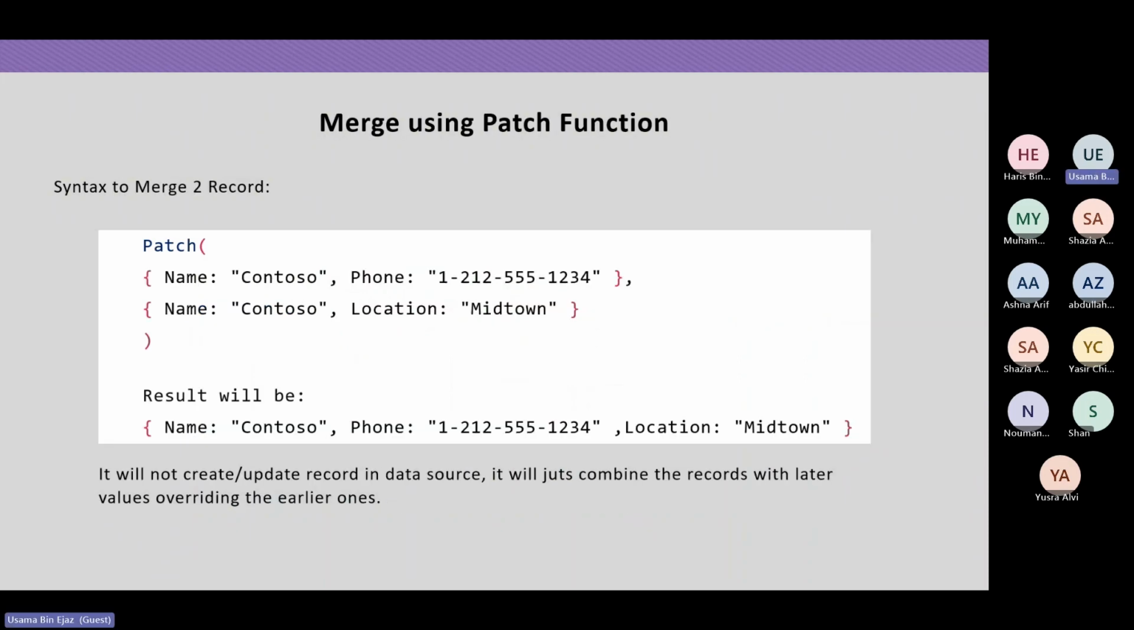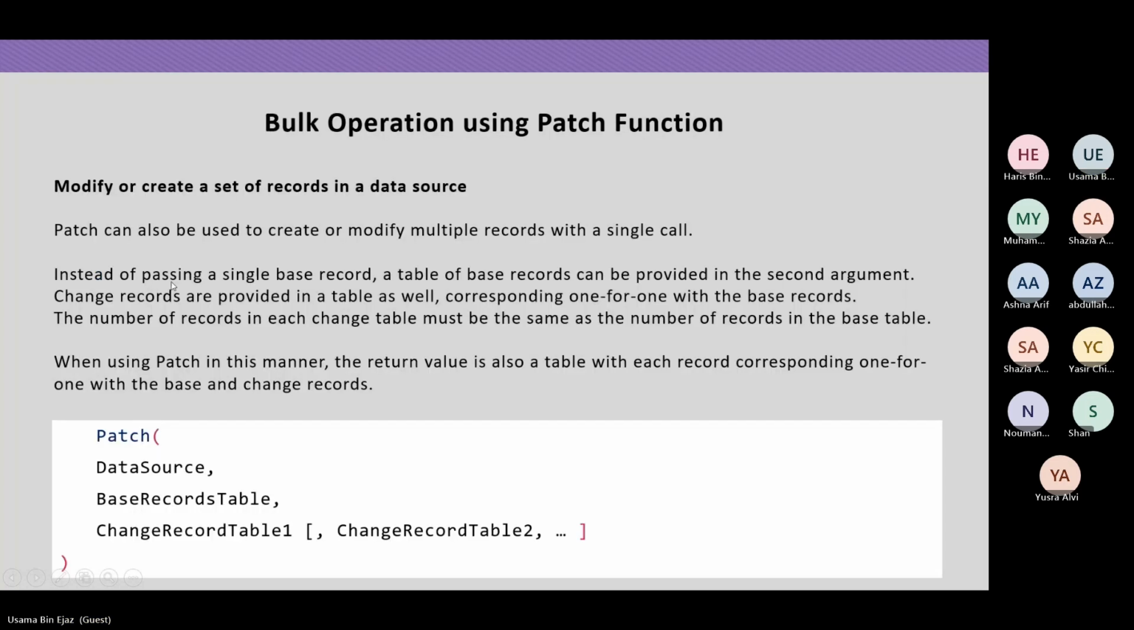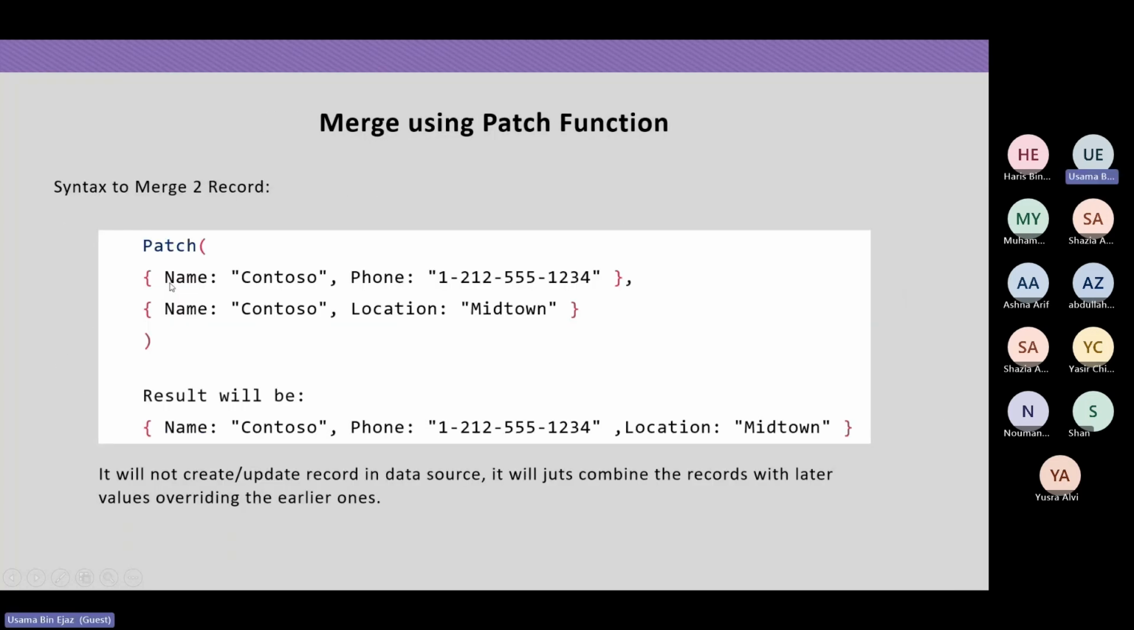Then it can be used to merge two records also, but it will not be insertion or updation in the data source. It's one of its use. That's why I mentioned here that we can use patch function for merging two or more records also. Like in the example, you can see you have two records. The first one with name Contoso and the phone number, and the second with name Contoso and location Midtown. I use patch function to merge, and the result will be that it will be converted to one record with all of the parameters.